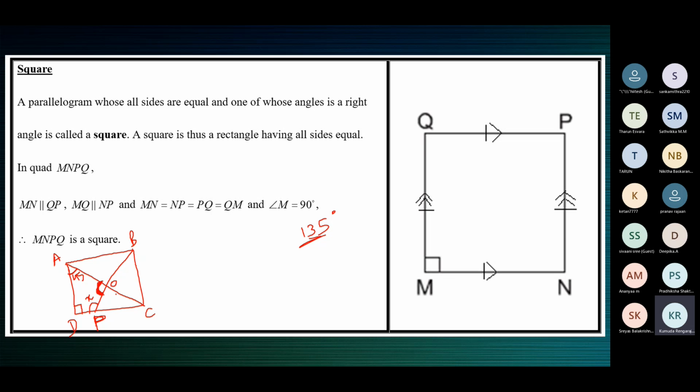Is BP a diagonal? No, ma'am. Then do you think AC and BP will intersect at right angles? No, ma'am, they will not. The diagonals intersect at right angles. AC is a diagonal. BP is not a diagonal. So here the angles formed at O will be different. The diagonals AC and BD.